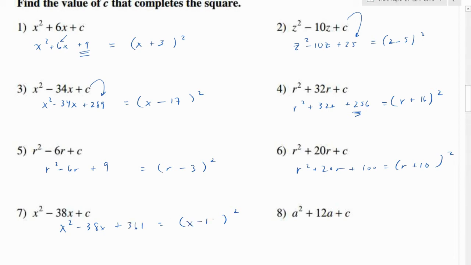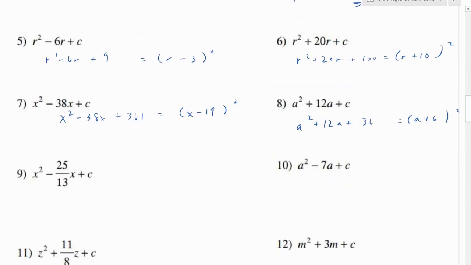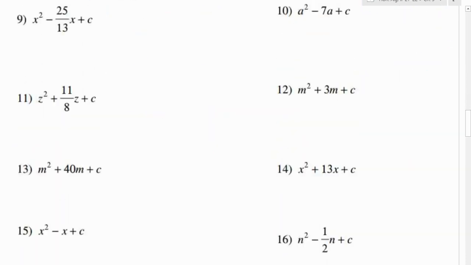x minus 19. a squared plus 12a plus what makes a perfect square? Half of 12 is 6. Square it's 36. a plus 6 all squared. All right. Are there any more? They're even. Here's one. m squared plus 40m plus what is a perfect square? Half of 40 is 20. 20 squared is 400. That's going to make it m plus 20 all squared.